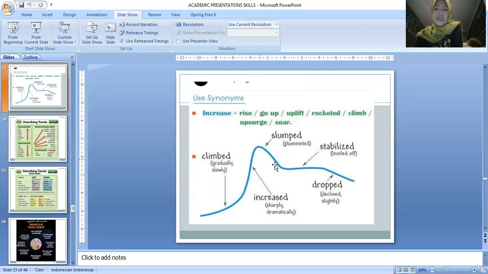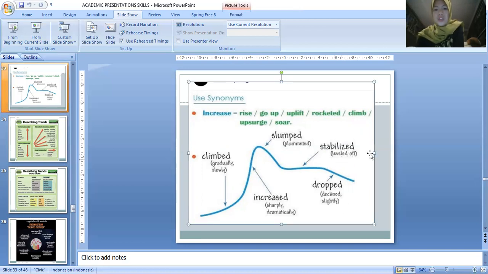And this is the pattern. Yeah. It climbed, for example, it climbed gradually or it climbed slowly. And then after that, it slumped. And then it increased sharply. And then it stabilized. And finally, it dropped. Yeah, so these are the examples of the words that you can use to describe the pattern.